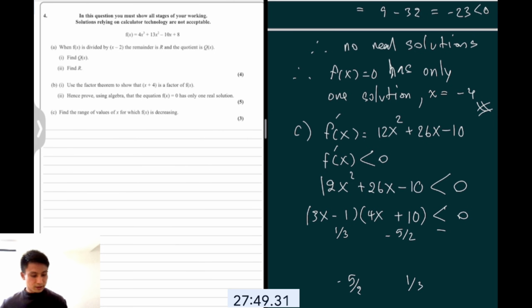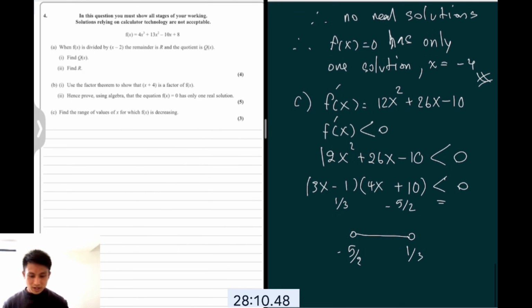Because it's a less than sign, you take the range in between the two critical values. If it's a greater than sign, you take the ranges outside these two values. So we take this, shown by the number line there. That means the answer should be the range of values. We don't include the critical values because it's a less than sign, not a less than or equal to. There you go. That would be the answer, all right?